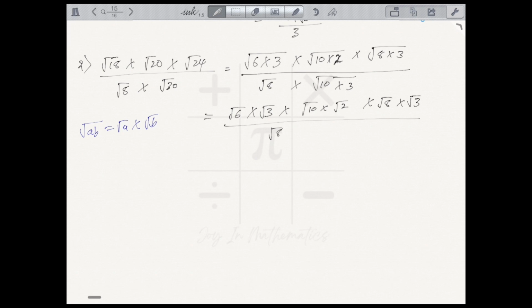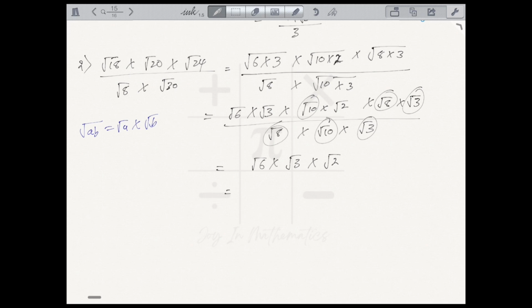So this will be root 8 multiplied by root 10 multiplied by root 3. Now root 8 will be nullified by root 8, root 10 will be nullified by root 10, and likewise root 3 will be nullified by root 3. So we'll be left with root 6 multiplied by root 3 multiplied by root 2.